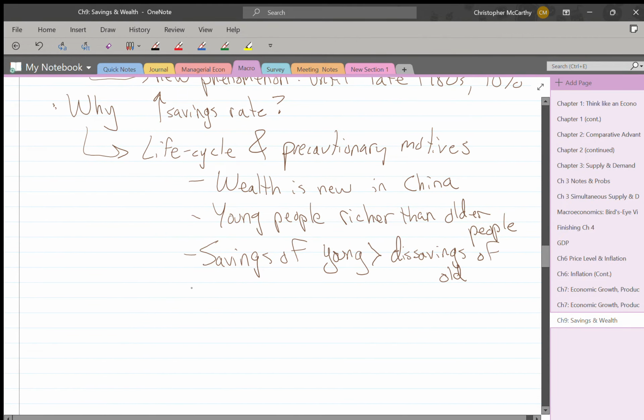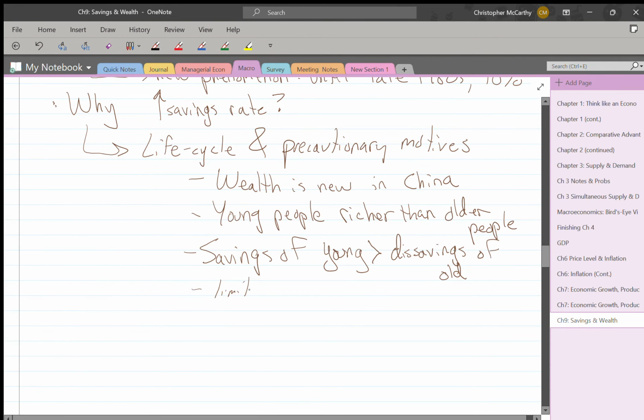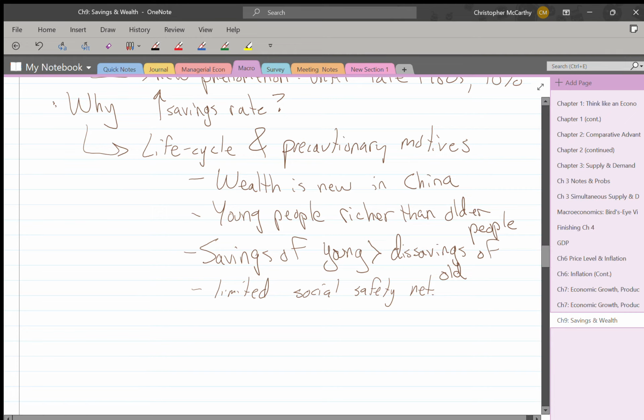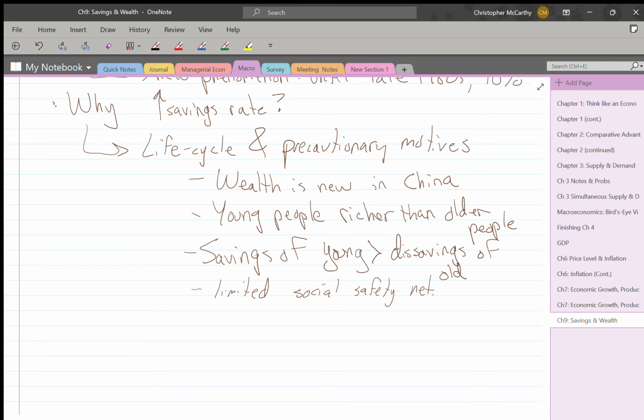And lastly, there's a limited social safety net. You know, we have unemployment benefits here. We have the Supplemental Nutrition Assistance Program for families, right? There's job retraining and things like that. There's Social Security, right? If you don't save anything for retirement, you're at least going to be able to pull $1,000 plus out of Social Security every month until you die, after you're 65 or 67 or 69 or whatever it ends up being. A lot of this stuff doesn't exist in a lot of other countries. So they save more as a way to cover themselves, right?